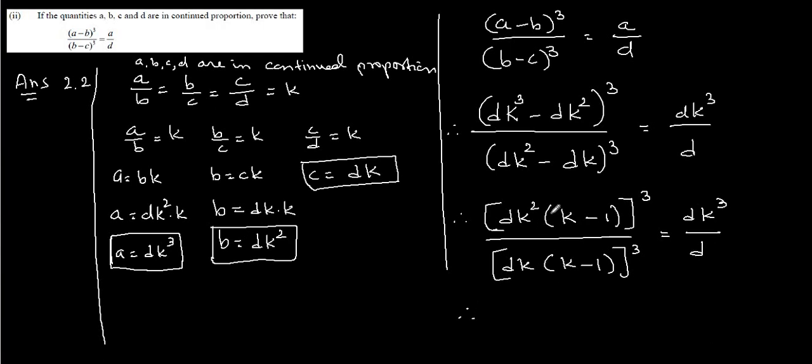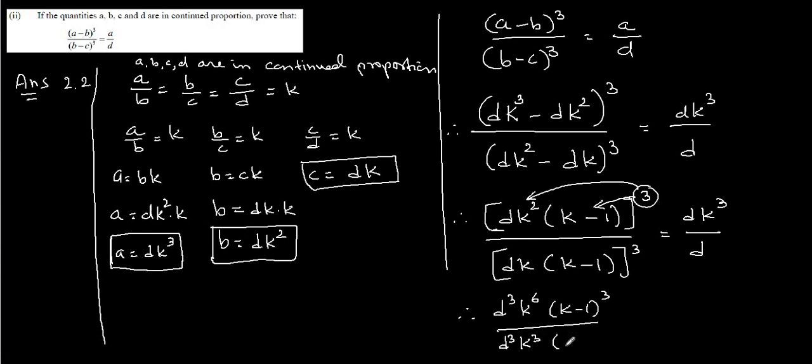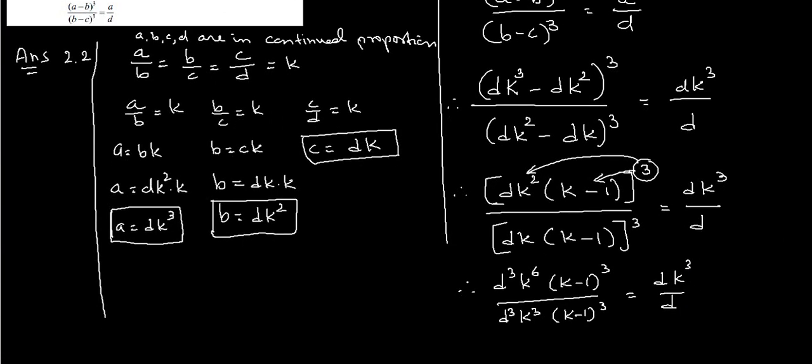Now if you see here, this cube is going to relate to this part as well as this part. Same here. So here d cube and k raised to 6 bracket k minus 1 whole cube upon, here d cube k cube bracket k minus 1 whole cube is equal to dk cube upon D. I hope you understood.